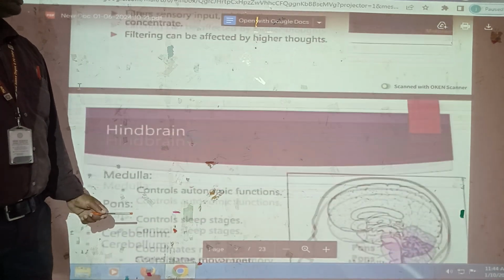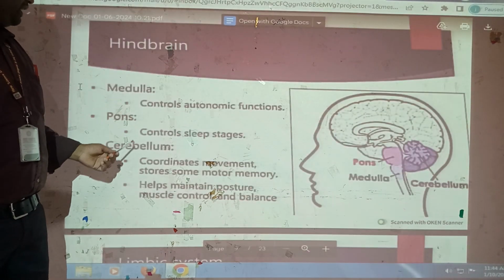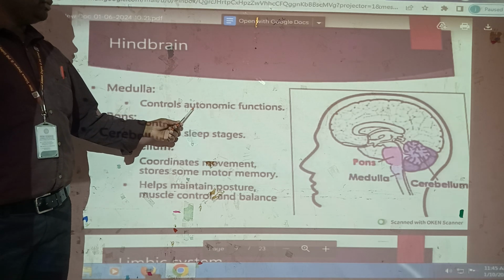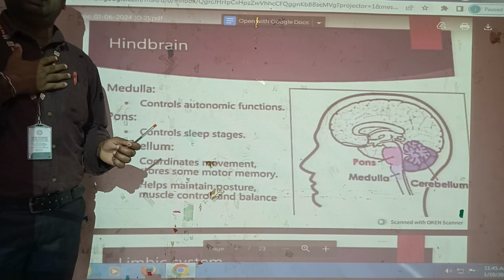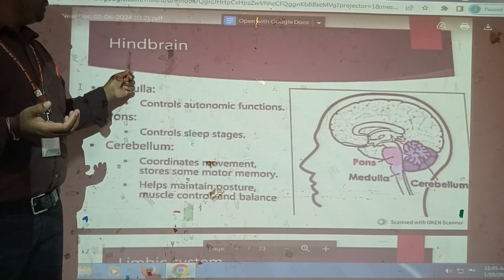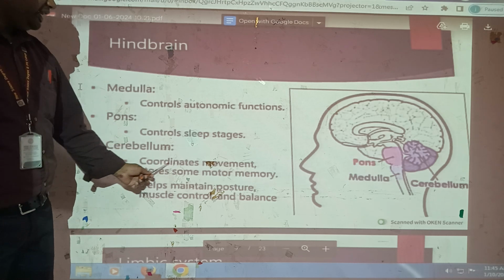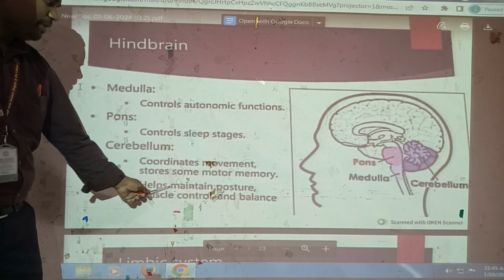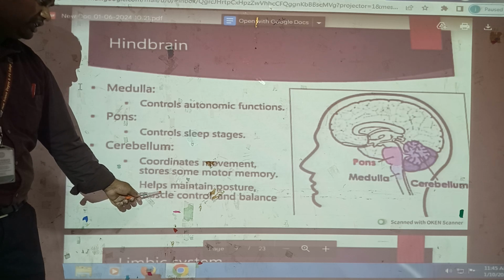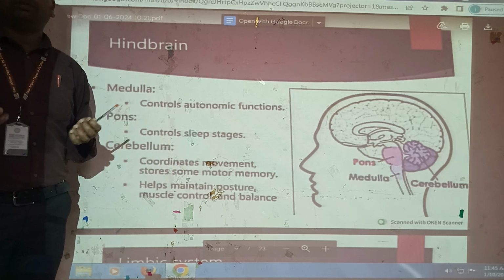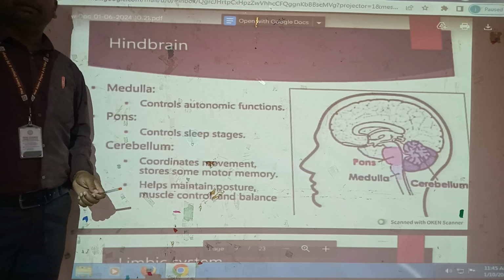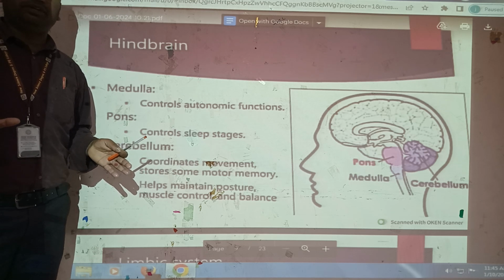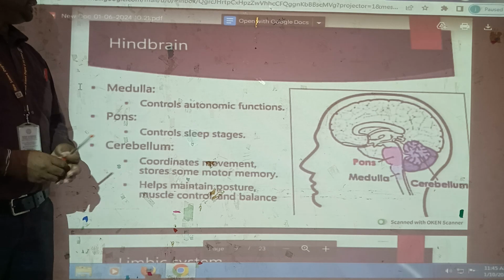And next, the hindbrain: the medulla oblongata and the cerebellum, which is the small brain. The medulla oblongata controls involuntary autonomic functions, for example heartbeat and respiration. The cerebellum coordinates movement and stores some motor memory, helps maintain posture and muscle coordination, and controls balance. The cerebellum controls voluntary reactions, and the medulla oblongata controls involuntary reactions. The connecting part is the pons. This is the hindbrain.